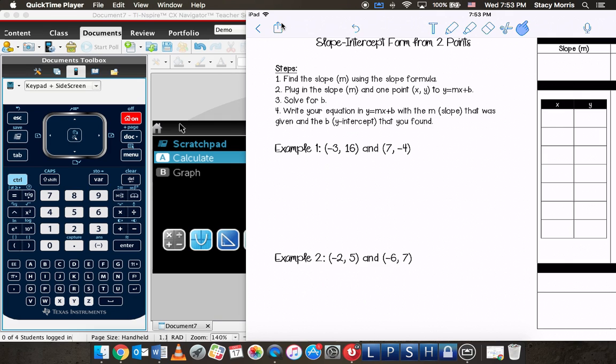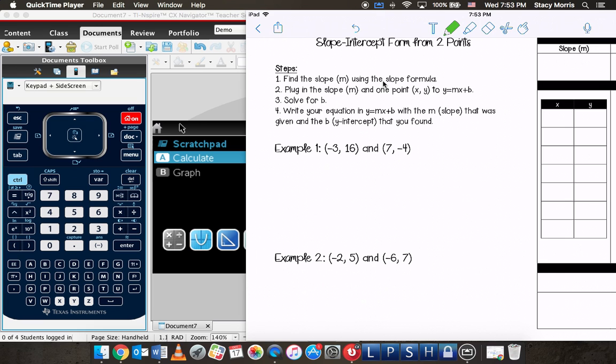Okay, so these notes are going to be continuing with, again, slope-intercept form. This time we're going to be given just 2 points. Last time we were given a point and a slope. This time we have 2 points. So the first step is going to be to find the slope using the slope formula. We learned our slope formula the other day, or how to use it.